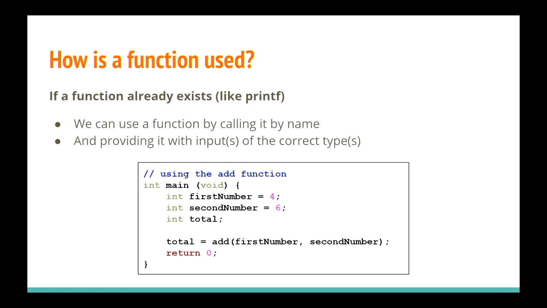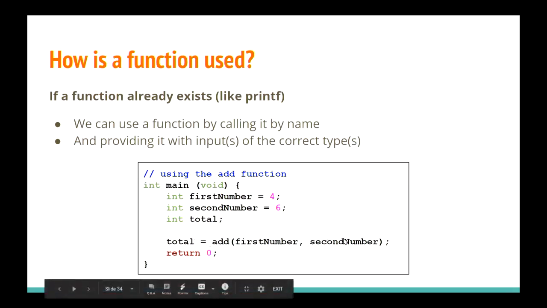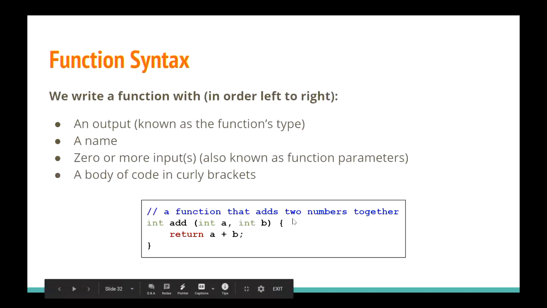So now we have a way of separating our code into another piece and being able to say, okay, every time I want to run that piece of code, I'm going to say, this is the name of that piece of code that I want to run. It's called add, and this is the information it needs to be able to do things. So I pass in that information. And add is an integer function.